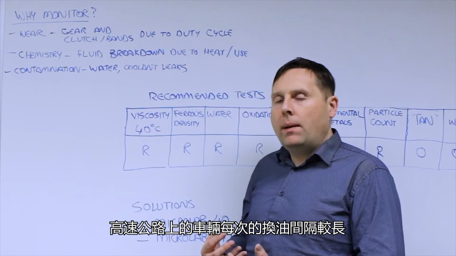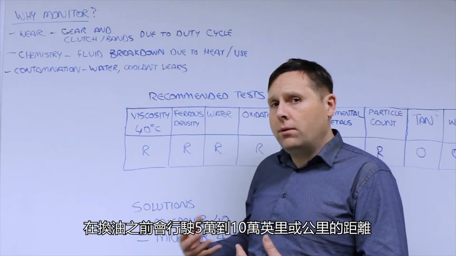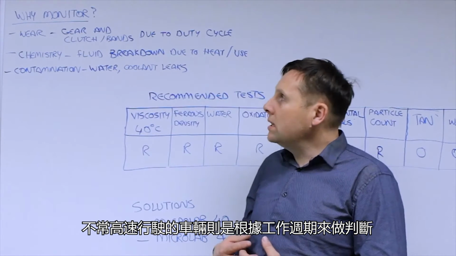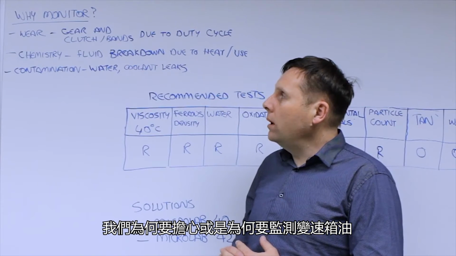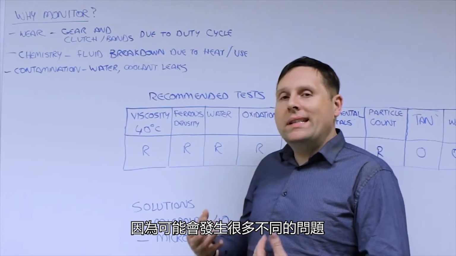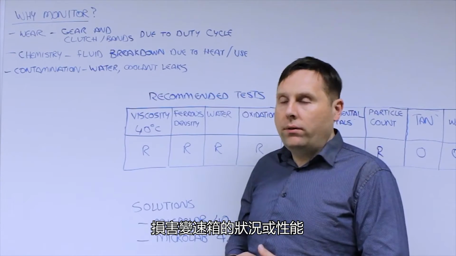Typically, highway applications, you're talking between 50 and 100,000 miles or kilometers before a fluid change. For off-highway, it can be based on duty cycle. But why we worry about fluid in a transmission, or why we should monitor it, is because there can be a series of things that occur that can interrupt the condition and the operation of the transmission.